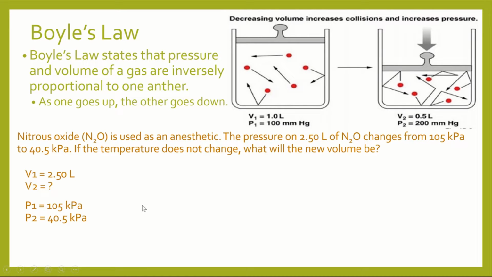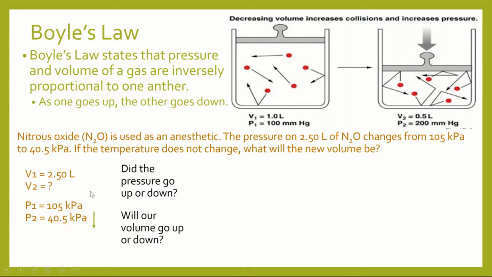Again, the first step to these types of problems is think it through. Did the pressure go up or down? The pressure started at 105 and went down to 40.5 kilopascals. So what's the nature of the law? Inverse relationship. So if pressure went down, we're going to expect the volume to go up.